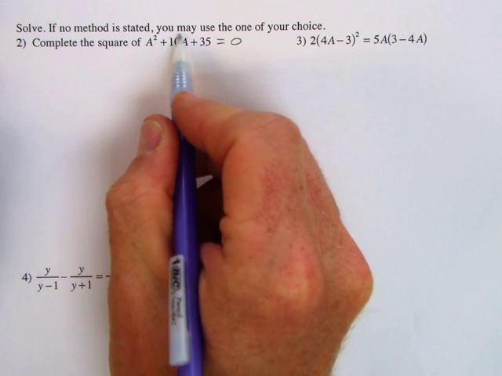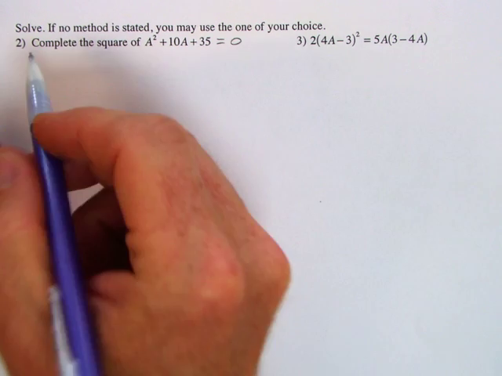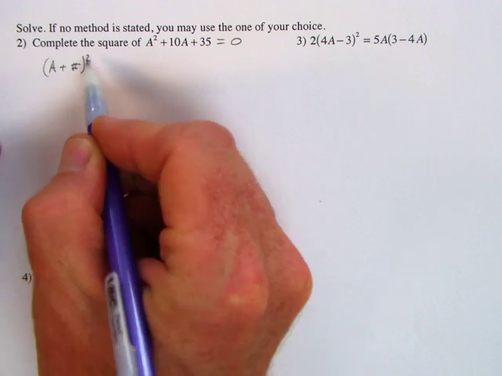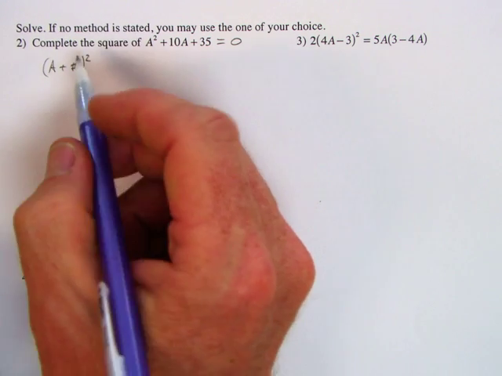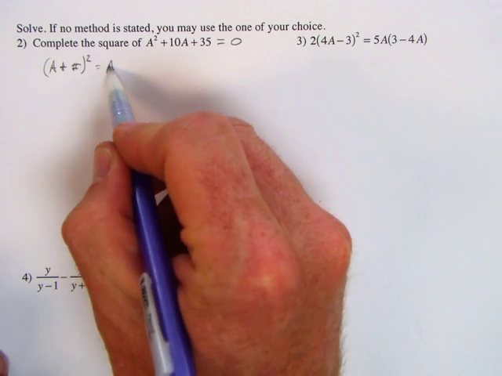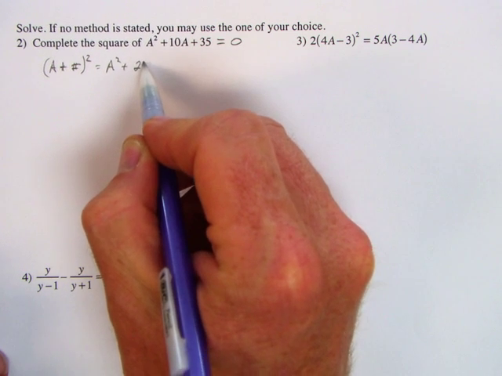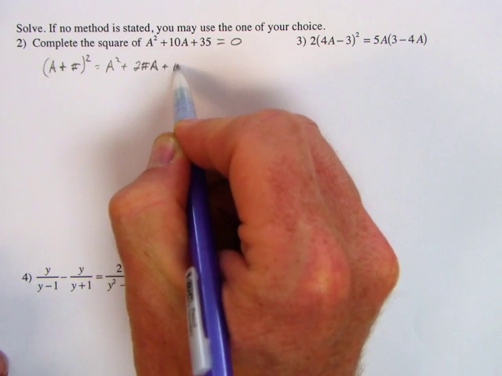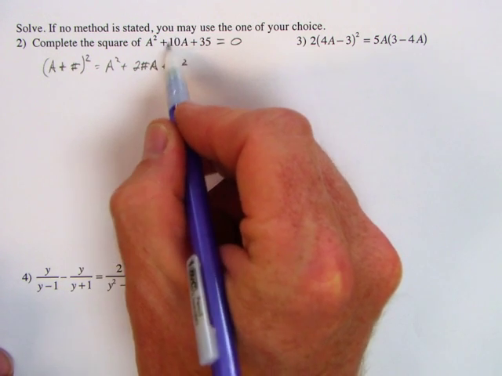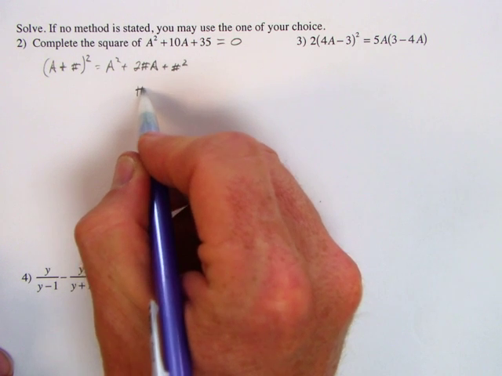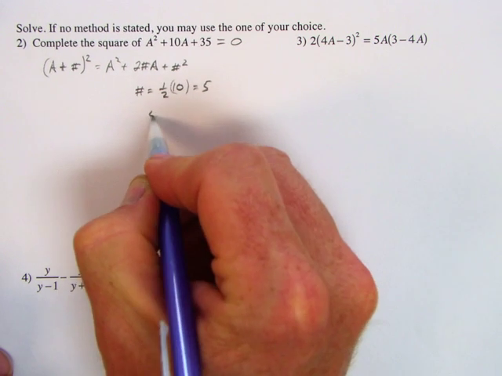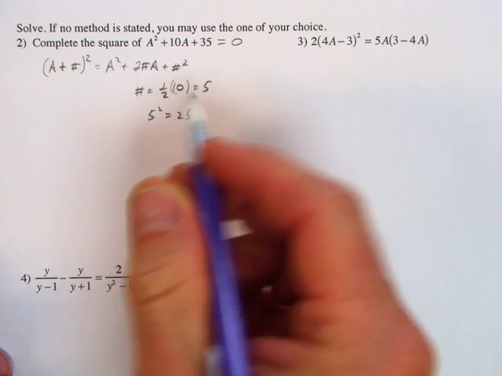Remember that this middle term is 2 times, because we're looking at something of the form a plus a number, quantity squared in this case. Before it was x plus a, where a represented our number, but a is our variable here. And when we multiply this out, we get a squared plus 2 times that number times a plus the number squared. So 2 times that number is going to equal this 10, and so the number will equal 1/2 of 10, or 5. We're going to square that number to get 25.